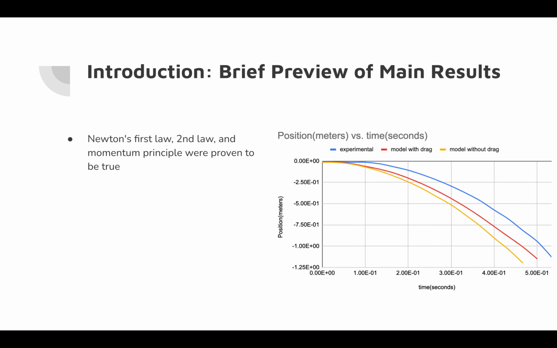This is a brief preview of the main results. This preview shows that Newton's second law and the momentum principle were proven to be true. This graph has three curves: the experimental, the model with the drag, and the model without the drag.